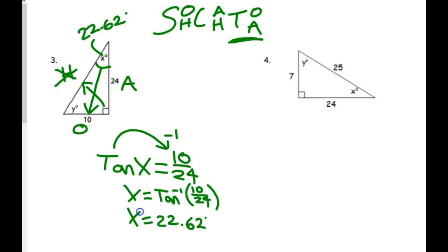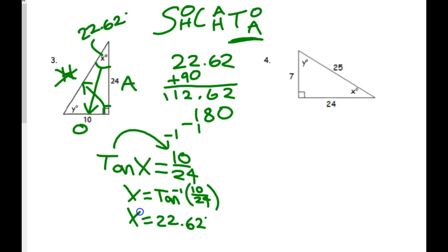Now, real quick, how do you think I can find y? There's 2 ways to do it. One way is you can start all over from y and use trig. That's fine. Another way is that you know these 3 angles add up to how many degrees? 180, right? So you could take that 22.62 plus the 90 degrees that you know is already there. You could add them up, and you could take that away from 180. And you would get your missing third angle. So you would get what? 67.38.